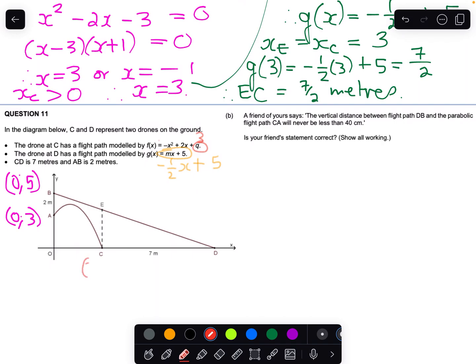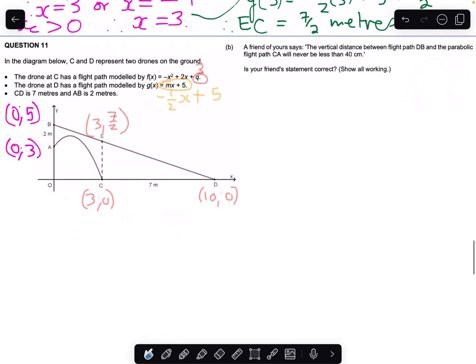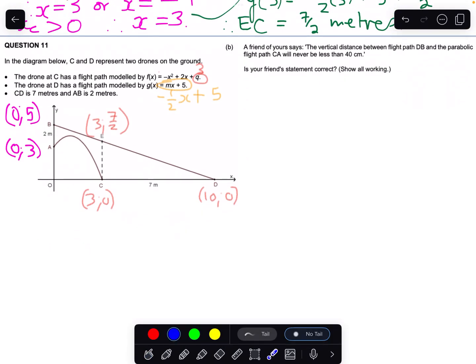And we know the coordinates here are (3, 0), and this is (10, 0), and this is (3, 7/2). Right? Okay, cool. The next question says, a friend of yours says the vertical distance between flight path DB and flight path CA will never be less than 40 centimeters. Is your friend's statement correct?